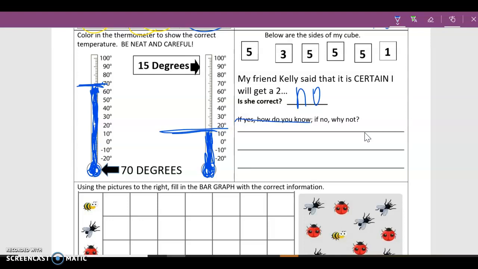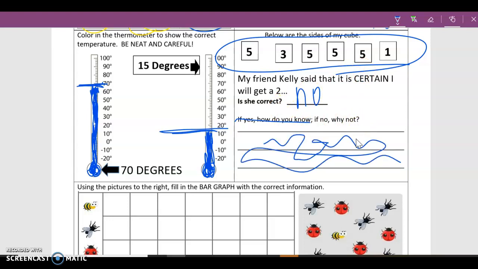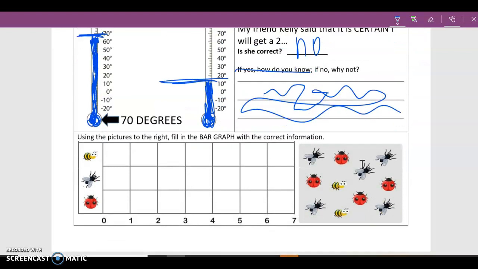If no, why not? Well, we could say that we know she's not right because certain means without a doubt. And if she was certain it was a 2, then all of these would have to be 2s. And in actuality, none of them are 2s. So whatever they write here, make sure it has something to do with there are no 2s. Certain means without a doubt there's no 2. There would have to be all 2s, something along those lines.